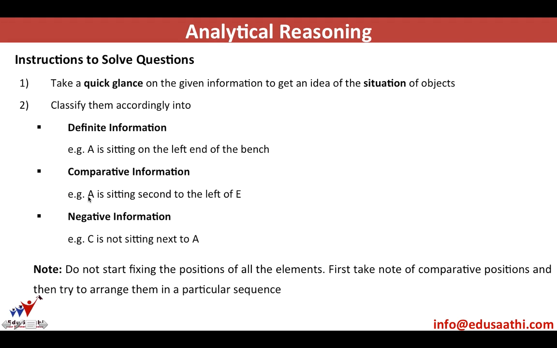Now, a few instructions that we will go through before attempting other questions. Take a quick glance at whatever information is given, understand the situation of the objects, and make a skeleton. A skeleton is a rough sketch of how the information would be placed, and then from the given clues you will just plug in the information. Any definite information that you for sure know, where he will be sitting, would be plugged directly into the skeleton. Any comparative information would be written below the skeleton, not in the skeleton but outside the skeleton.